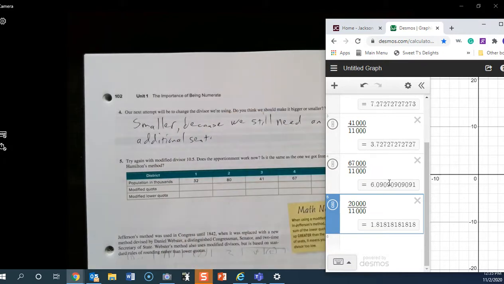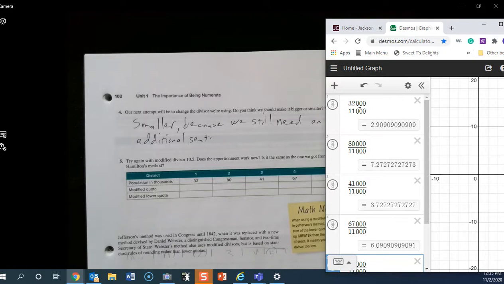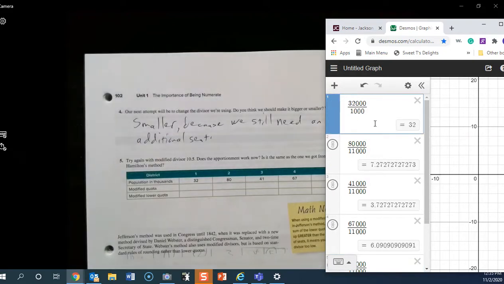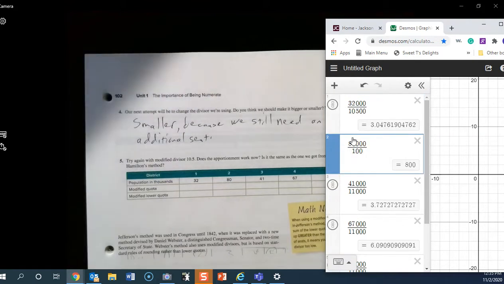Okay, number 5, it says try again with modified divisor 10.5. Now 10.5 is actually 10,500. And then they ask us, does the apportionment work now? Is it the same as the one we got from Hamilton's method? So what we're going to do here, we're just going to make this 10,500 for the denominator. Now, if you want to write that out, that's fine. I'm just going to put it in the Desmos calculator.